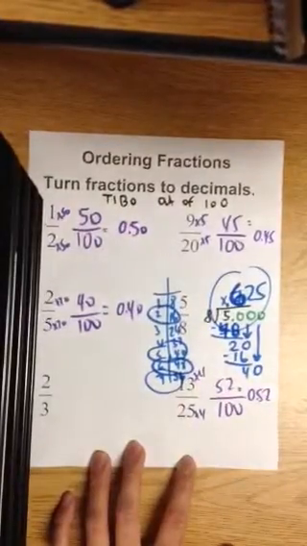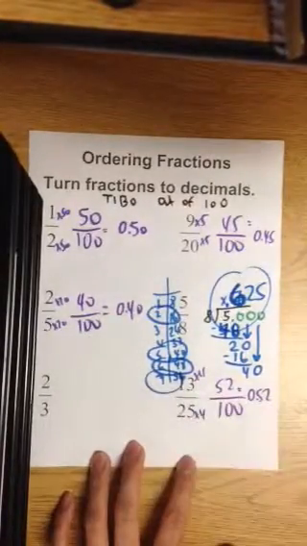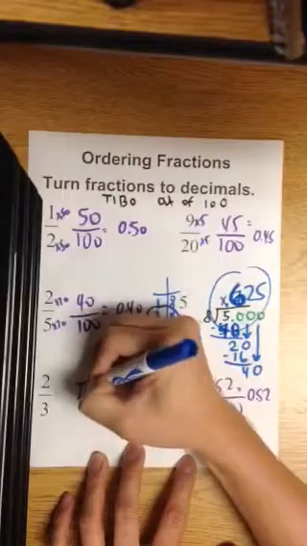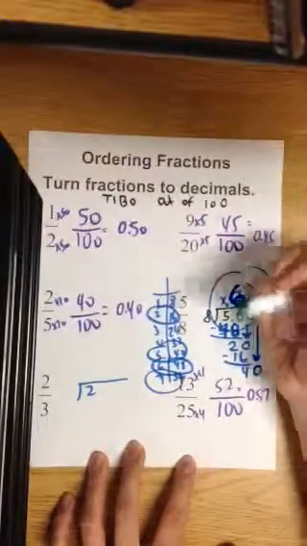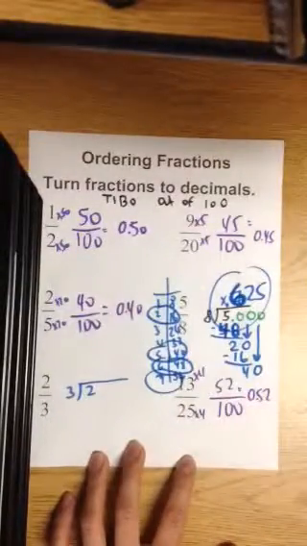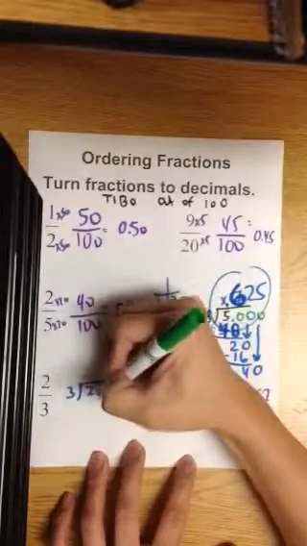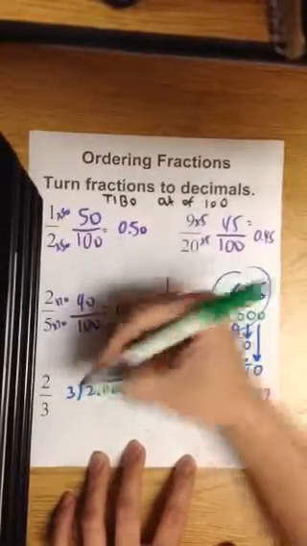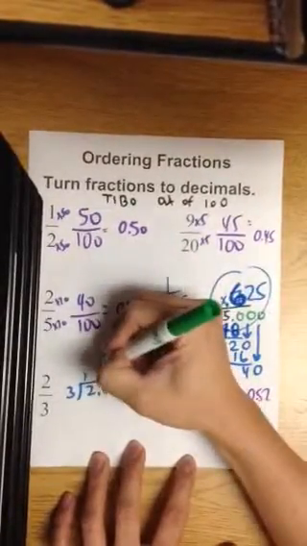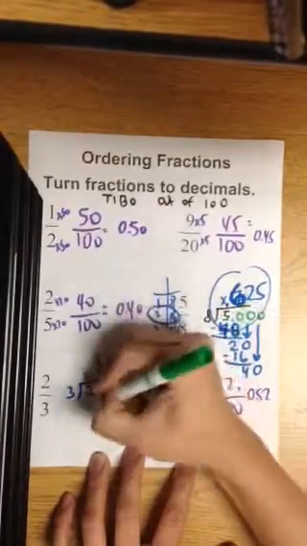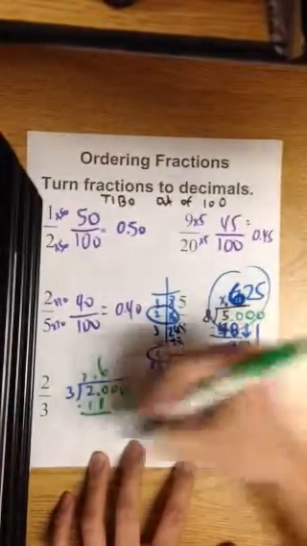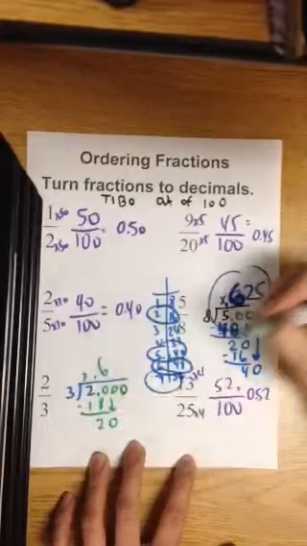Let's look at our next example. 2/3. Can that go in 100? No. Top goes in, bottom goes out. How many placeholders should I put here? Let's put 3 placeholders. Can 3 go in 2? No. Can 3 go in 20? 6 times. 20 minus 18 is 2. I bring down the 0.